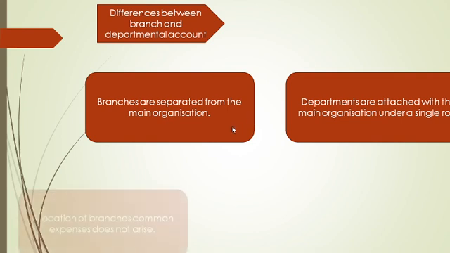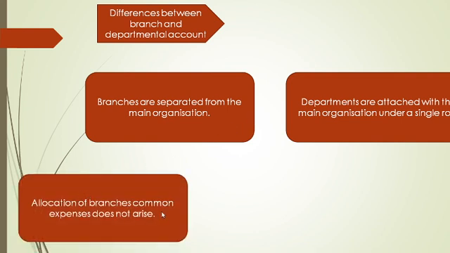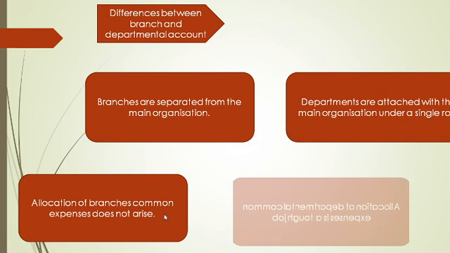The next one, allocation of common expenses does not arise for branches. They don't allocate common expenses, like telling the branch in Enugu, you will pay for the rent. No, definitely you pay for your own rent. Once you are the person taking care of that branch, you pay for your rent and take care of all your expenses.